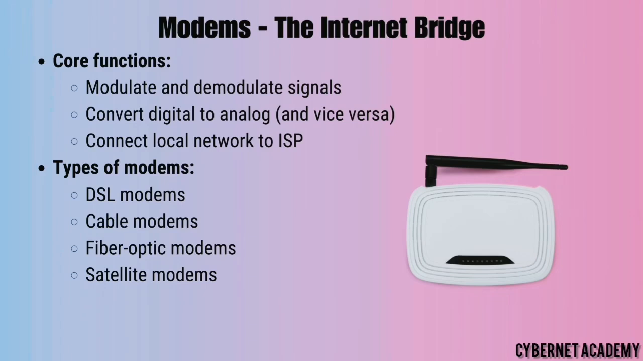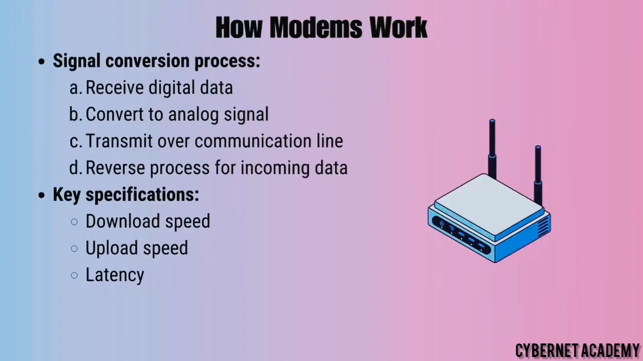So how does this translation process work? Let's break it down. Your device sends digital data to the modem. This is like writing a letter. The modem converts this into analog signals. This is like translating your letter into Morse code. These analog signals are sent over the internet cables. Think of this as sending your Morse code message.